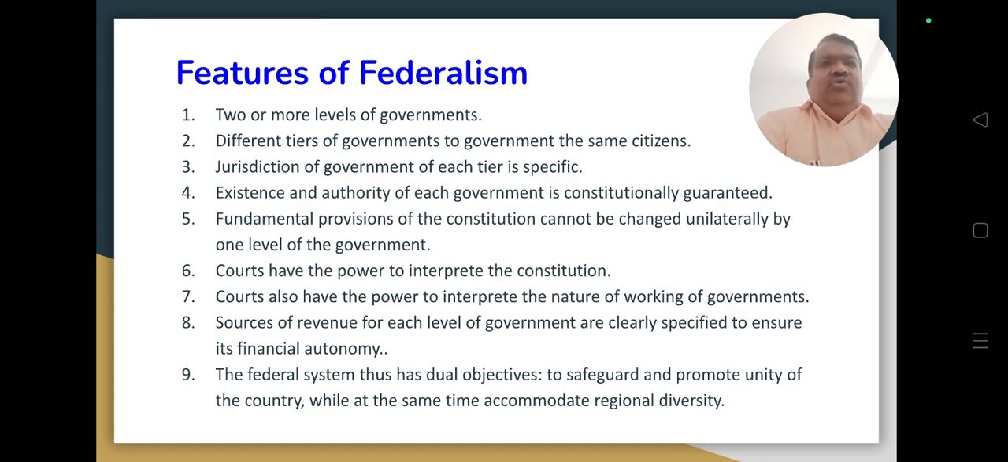Courts also have the power to interpret the nature of working of governments, whether in making the law or in executing the laws or in any other manner. Courts can interfere in the working of governments.